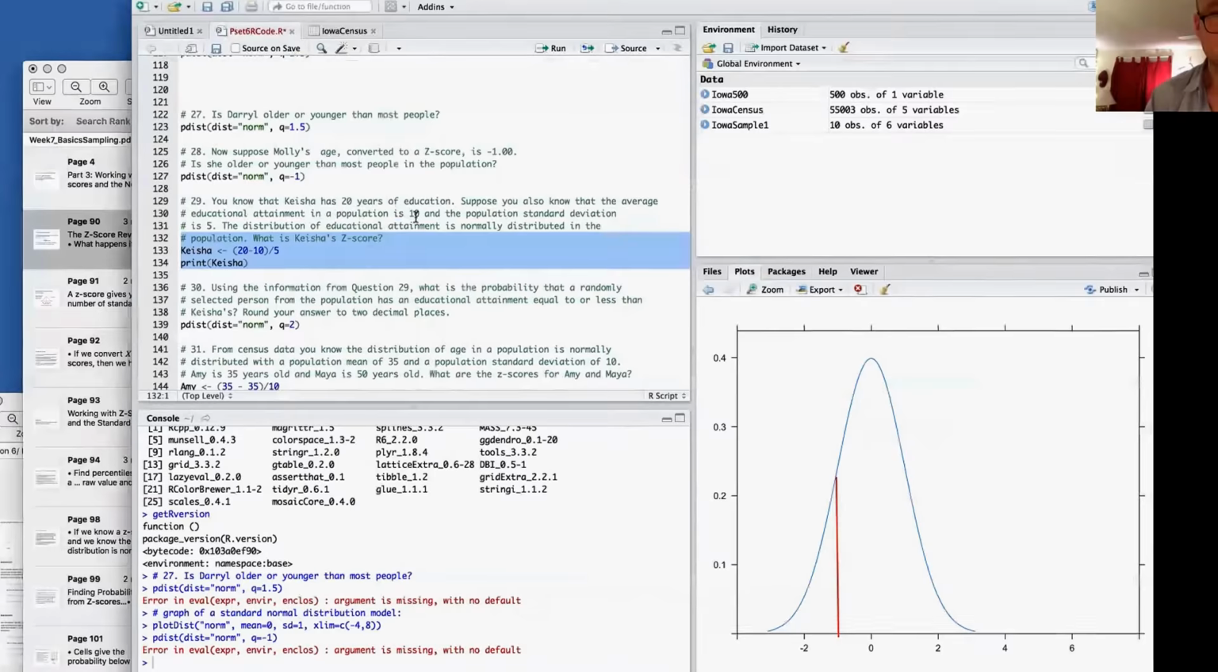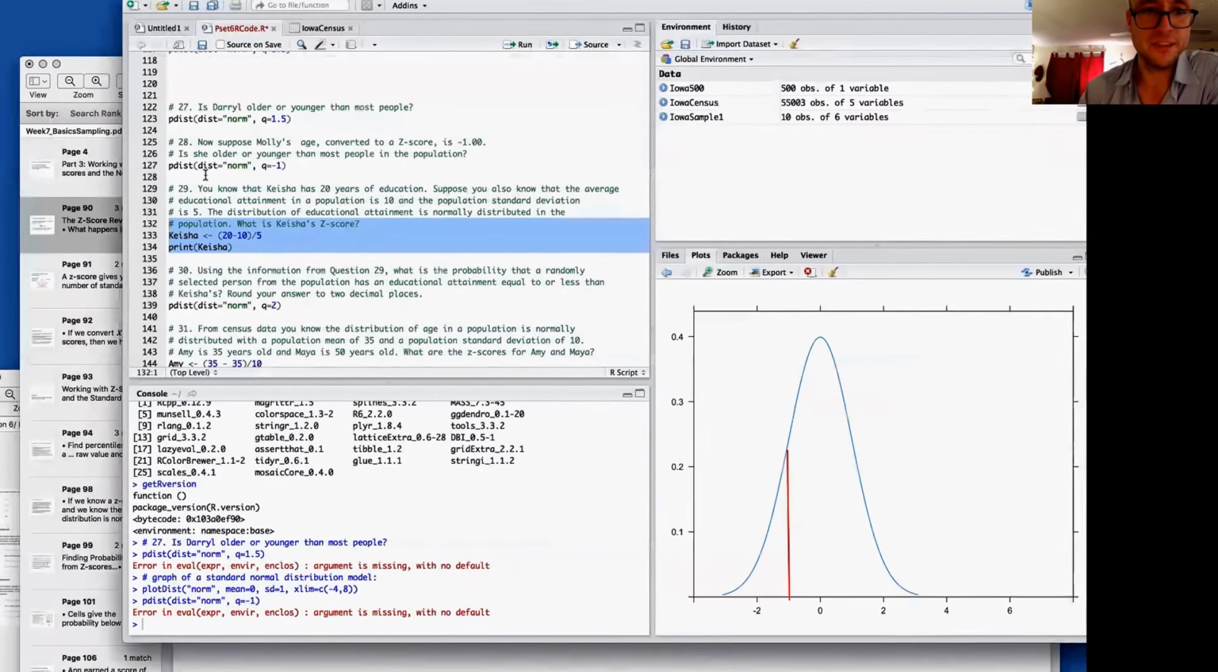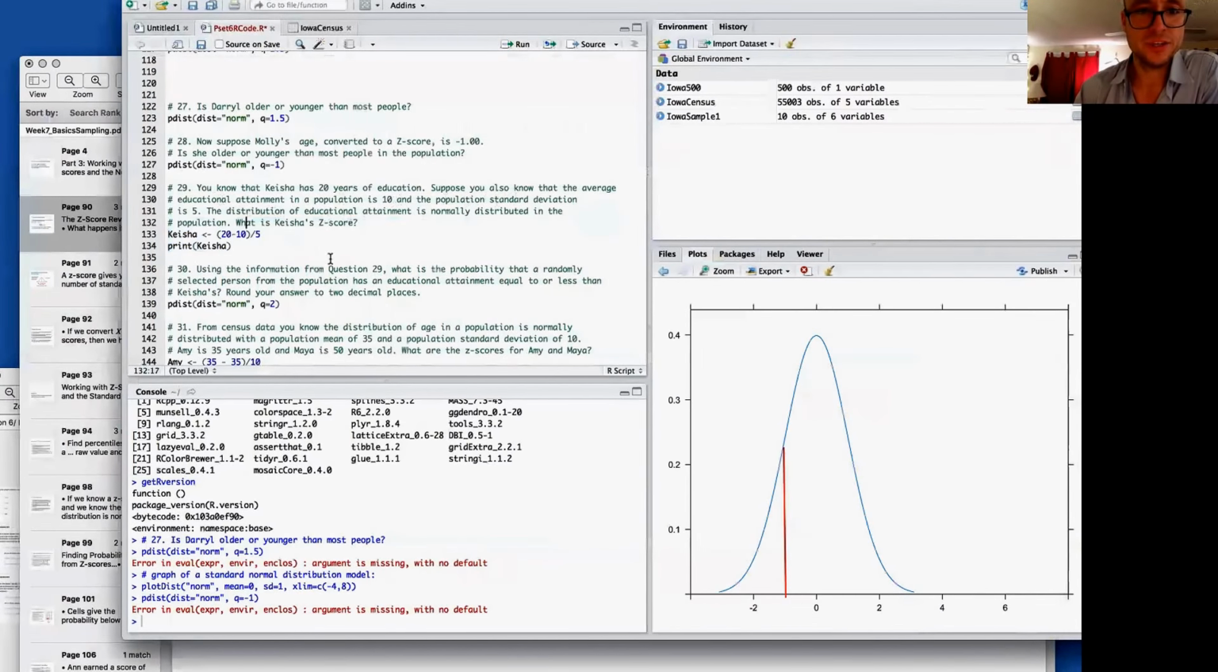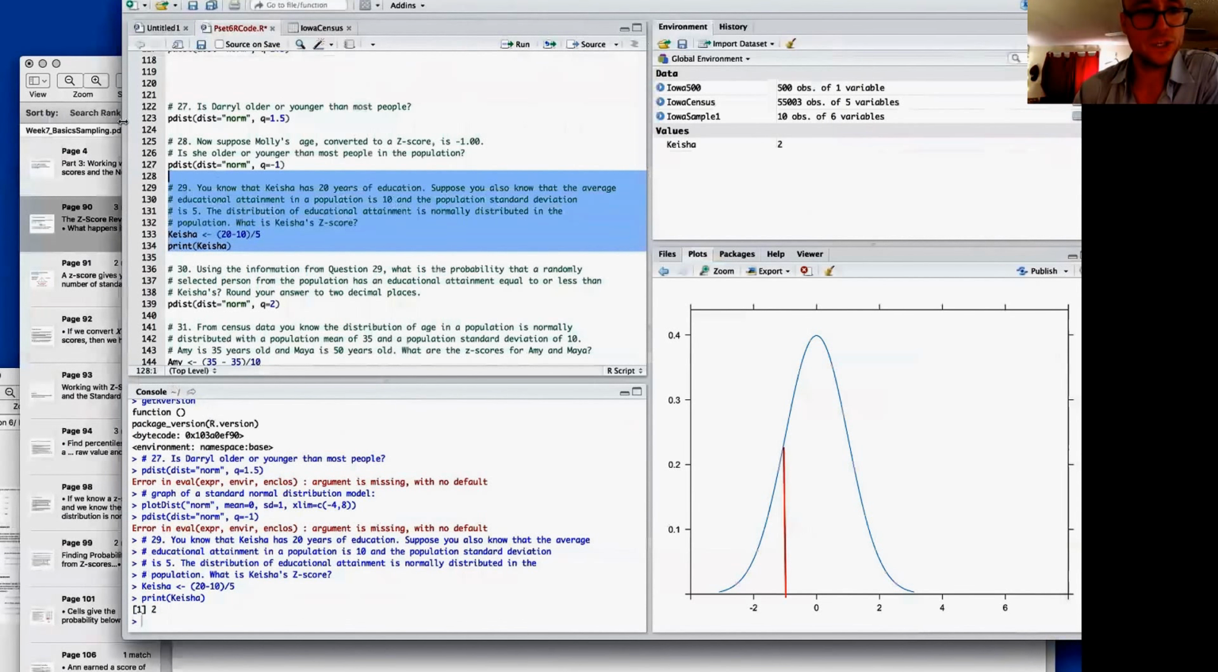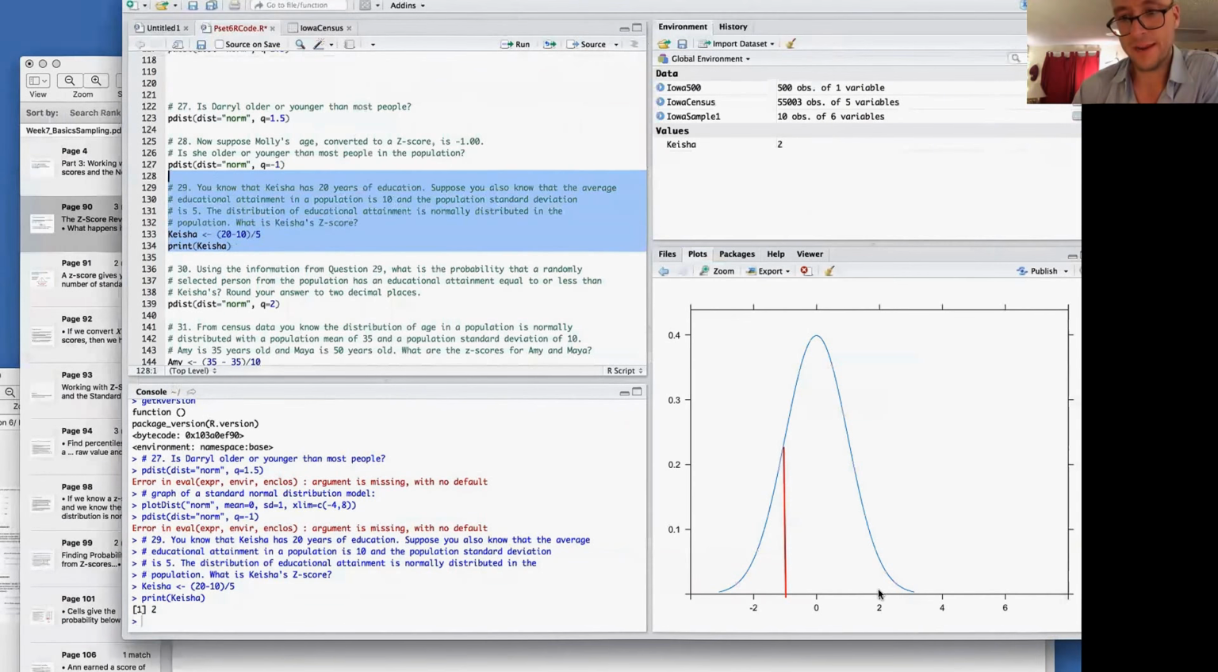We can take the average is 10, and we know the population standard deviation is 5, and the distribution is normally distributed. Then we can find out her z-score, and that's simply what we do here. It's simple arithmetic. So if we run this, it's 2, and that means that she's going to lie right here. She's going to be better than most right here.